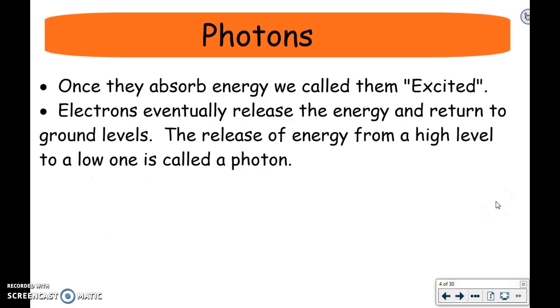Once the electrons absorb energy, we say that they're excited electrons. All giddy and excited. They're so full of sugar. Electrons eventually release the energy and return to the ground level. The release of energy from a high level to a low level emits a photon.